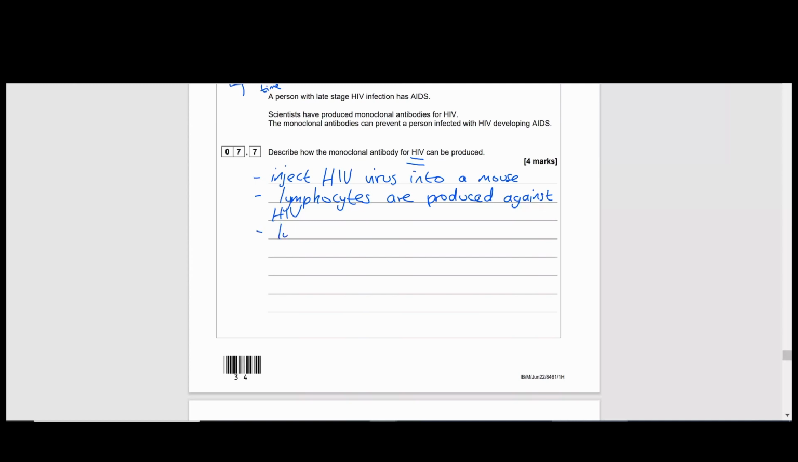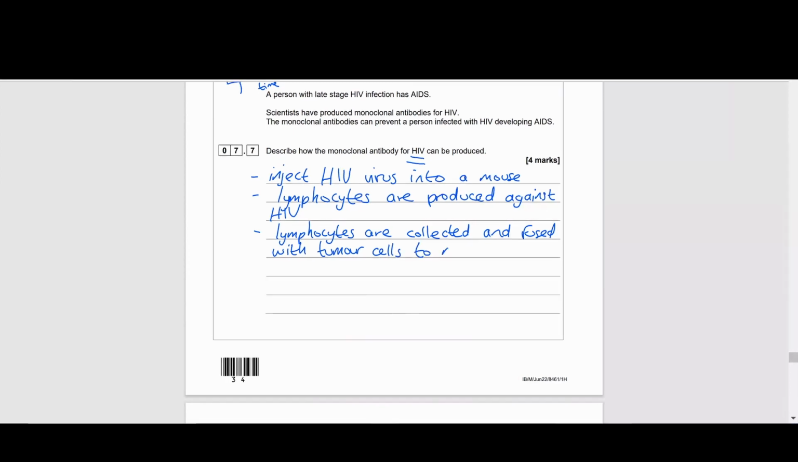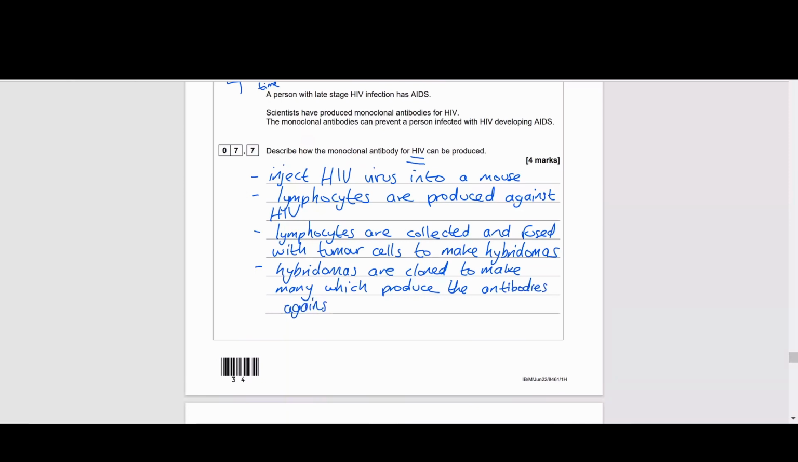What do we do with these lymphocytes? The lymphocytes are collected and we fuse these lymphocytes together with a tumor cell. What is that combination of tumor cells and lymphocytes called? Hybridomas. Once these hybridomas have been created, we then want to clone these hybridomas. Why do we want to clone them? So we have more of the specific antibody against the HIV being produced.